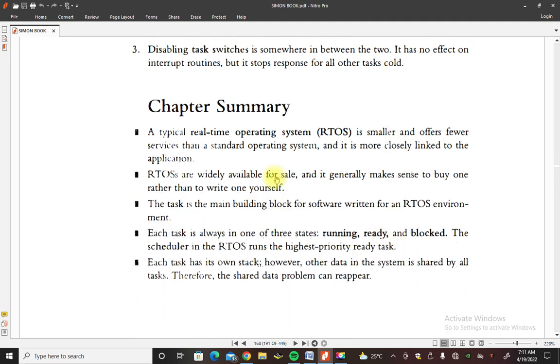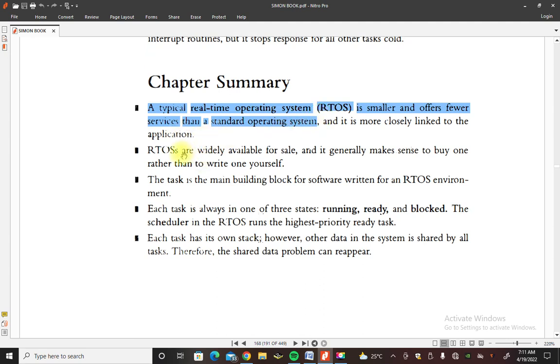And finally, the chapter summary. A typical real-time operating system is smaller and offers fewer services than the standard operating system. It is more closely linked to the application. So the operating system is scalable and offers fewer services than a standard operating system. Yes, for a simple ABS system, Windows desktop kind of functionality is not necessary. Specific functionality is mandatory. It's more closely linked to the application, right? An RTOS cannot protect itself. That's what we told.